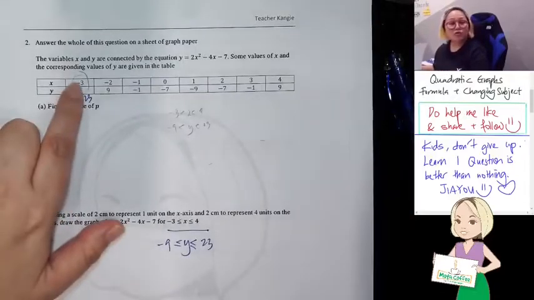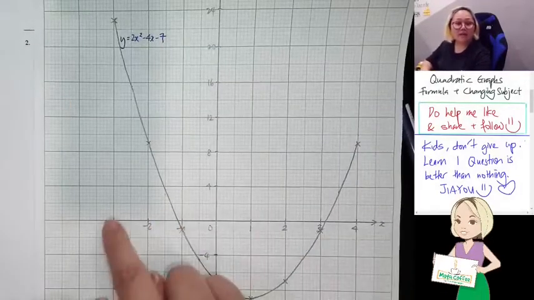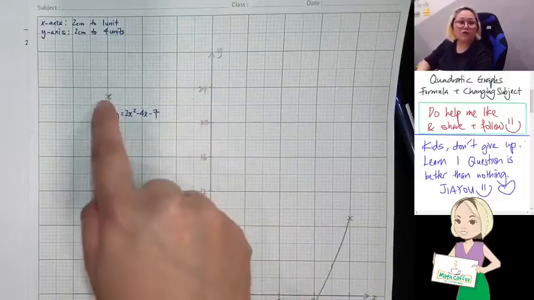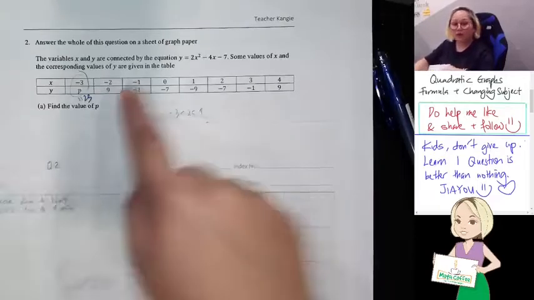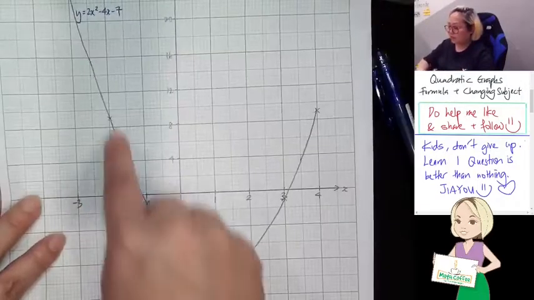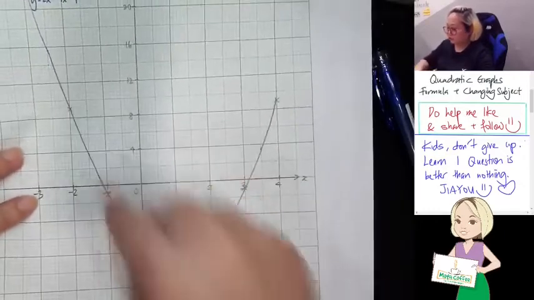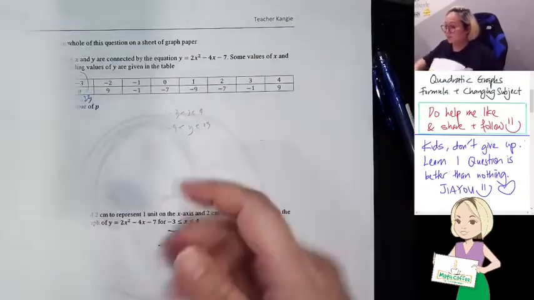So minus 3 and 23. Minus 3, read the x first. X-axis, minus 3, 23 is over here. Okay, so I mark a cross over there. The next one is minus 2 and 9. So minus 2 and 9, mark a cross. So this one I don't need to say already. Mark the cross, cross, cross, cross according to the table. Understand?